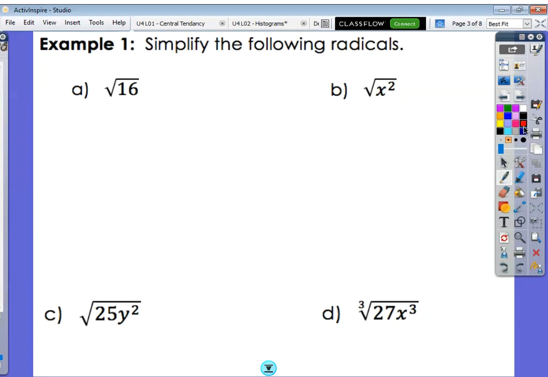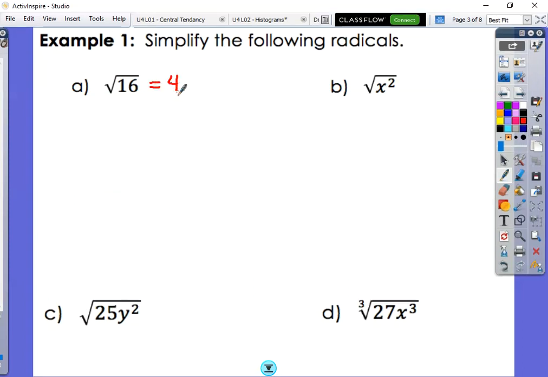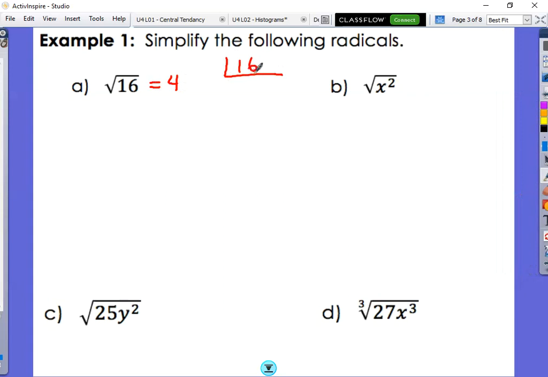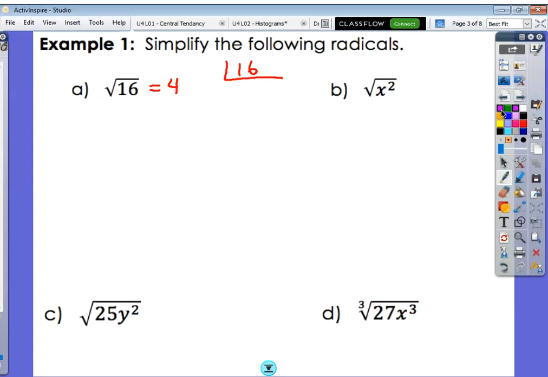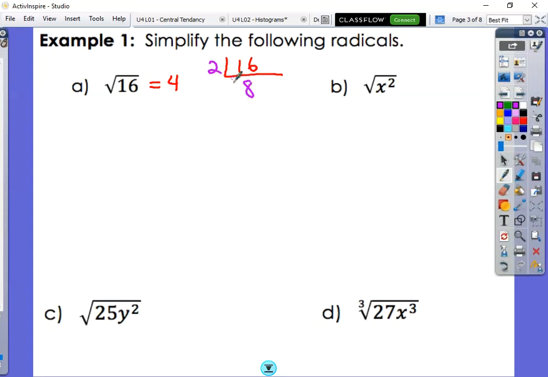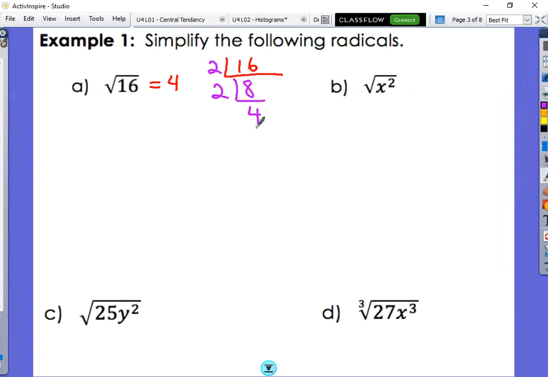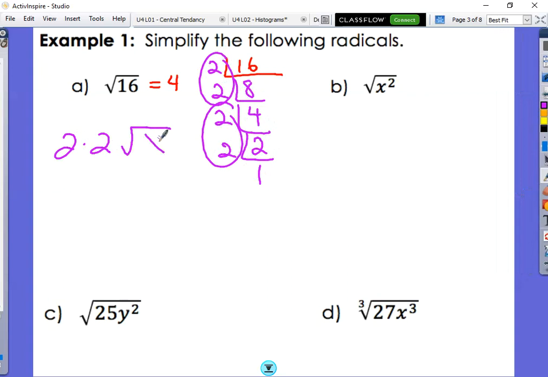These, we should already know that this is 4. But if you don't know it, we could put it in the box and we could divide out our numbers here. So 2 gives me 8. Divide 2 again, that gives me 4. Divide 2 again, that gives me 2. Divide 2 again, that gives me 1. So I have a pair of 2s, which means that's 2 times 2 with nothing at all left on the inside. So my answer is 4, which we already knew.